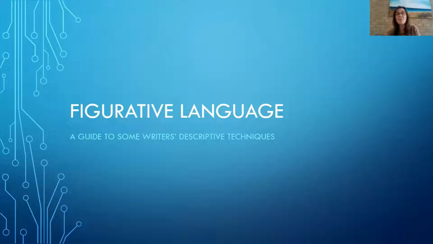Okay, so what is figurative language? It's a guide to some writers' descriptive techniques. So this is about some techniques that writers use to add to the description in their narrative writing, and it's called figurative language. There are quite a few different types of skills or tricks that you can use that are part of figurative language, but today we're only going to be looking at 3 of them.